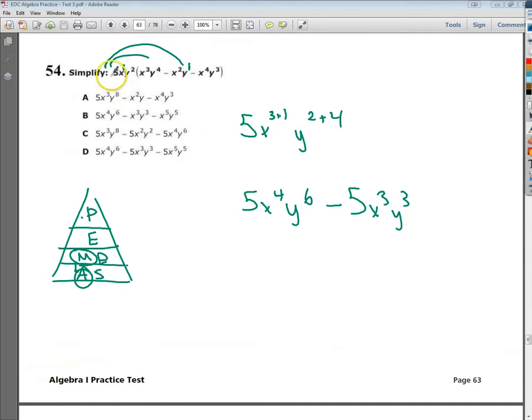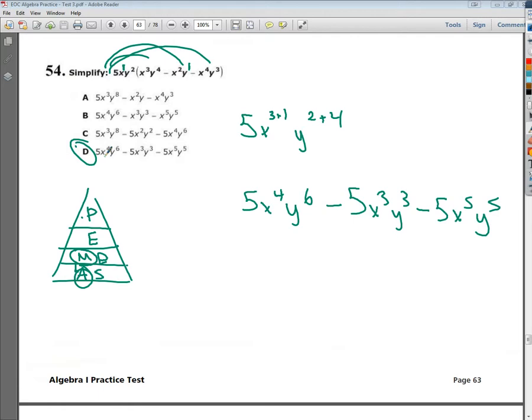And then 5 times negative 1, and then 1 plus 4, and 2 plus 3. So you end up getting a final answer of D for number 54.